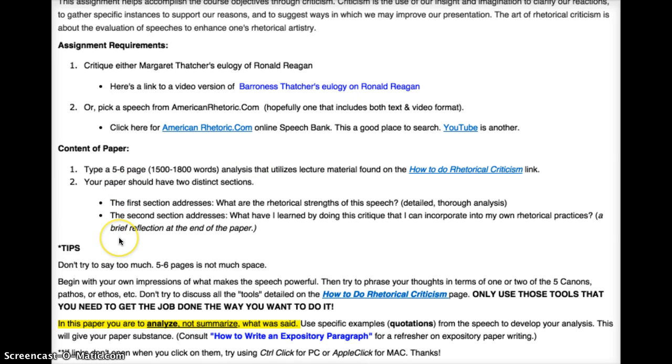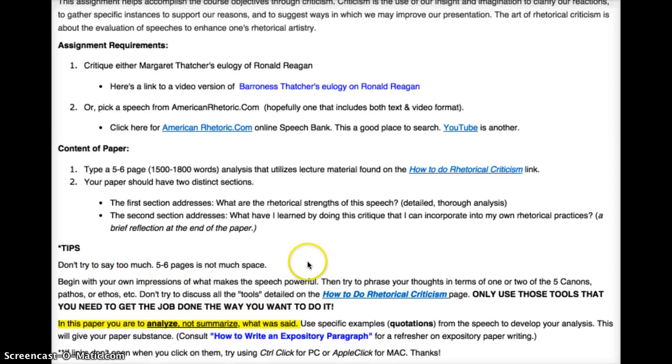So the second half of the paper then would address what have I learned by doing this critique that I can incorporate into my own rhetorical practices. So basically, the second half of the paper is a brief reflection on what you've learned from critiquing the speech and how you think you might want to apply it to your own speaking abilities.